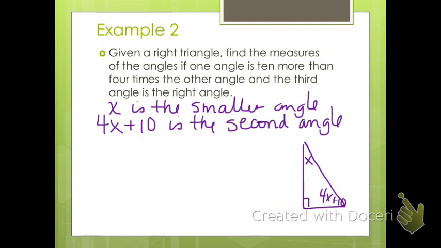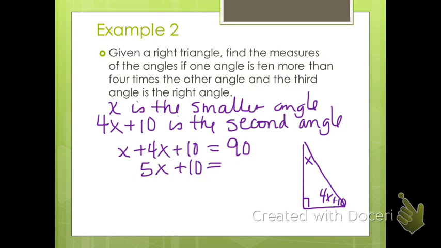Another way I could have thought of this and written the equation is to say that these two angles over here add up to 90 degrees because this one is also 90 degrees. So I could have just said x plus 4x plus 10, those are the two angles. If I add those together, I get 90. And then I could solve this equation by saying this is 5x plus 10 is equal to 90.